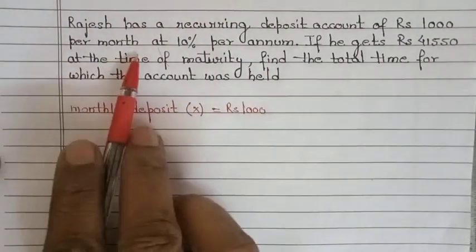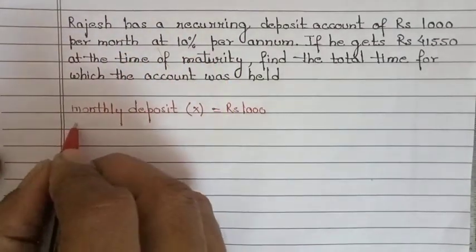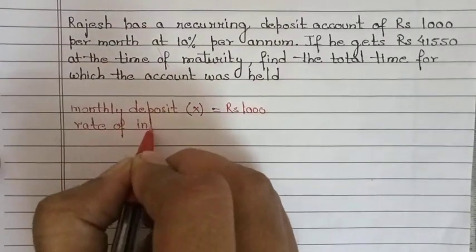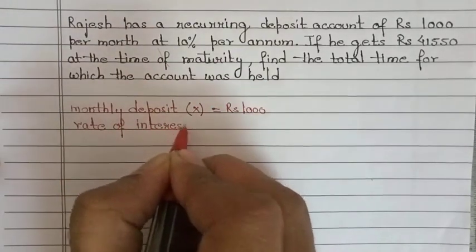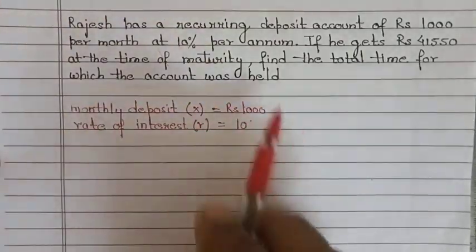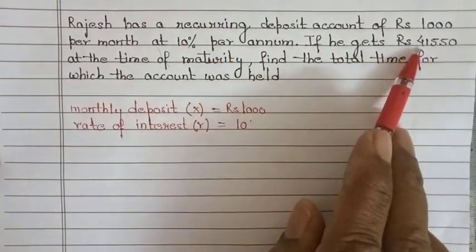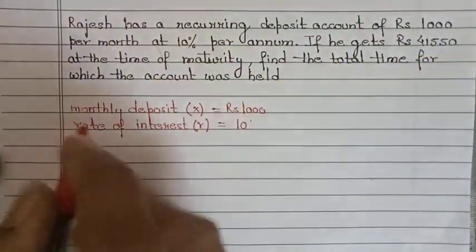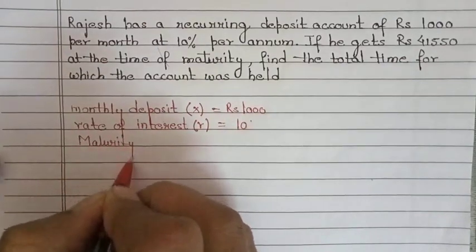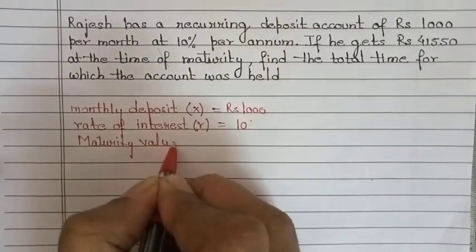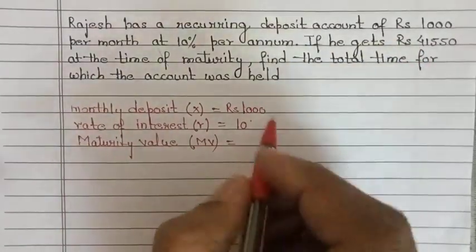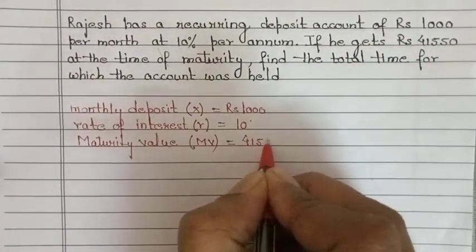Okay, next information given to us is the rate of interest. So rate of interest we will be representing by R. So that's given 10%. If he gets rupees 41,550, that is the maturity value given to you. So let it be represented by MV, maturity value. It is 41,550.